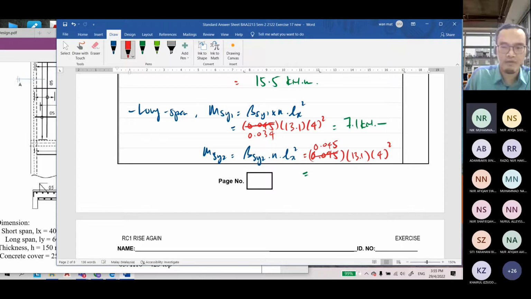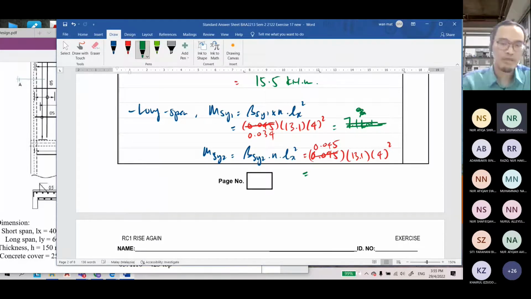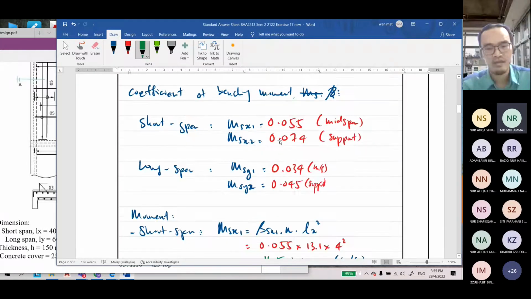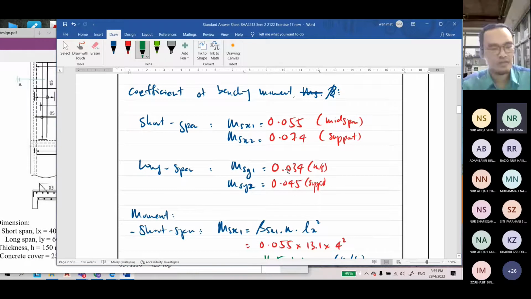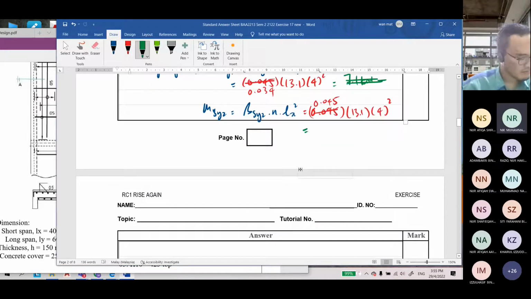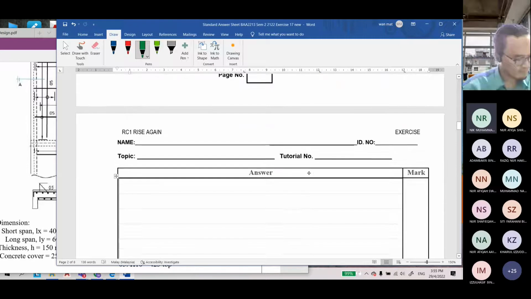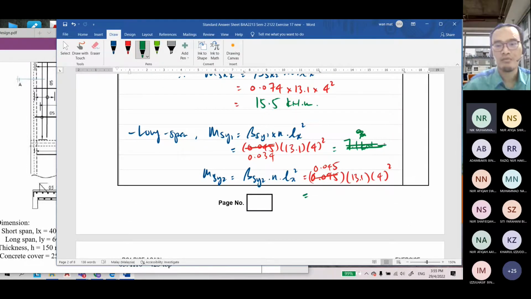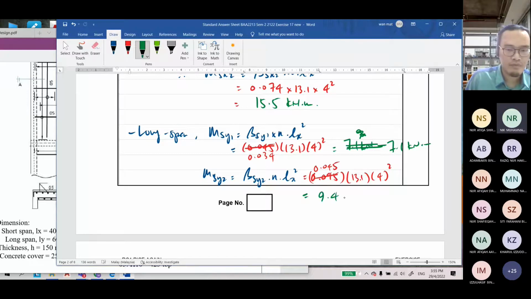So, how about the answer here? 7.1. 7.1 for MSY1 with 0.034. Okay, this one is now correct. 7.1 kilonewton meter. So, how about MSY2? 9.4. Yep. 9.4 kilonewton meter.